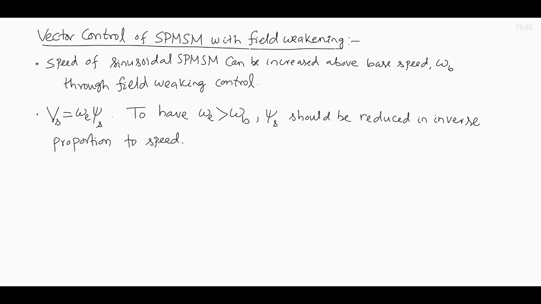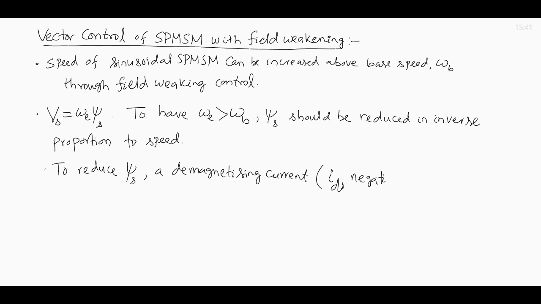So, how to do this? To reduce psi s, a demagnetizing current, that means demagnetizing current is along the d axis. So, IDS negative. This demagnetizing current should be injected in the stator.